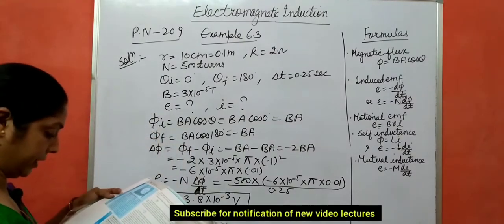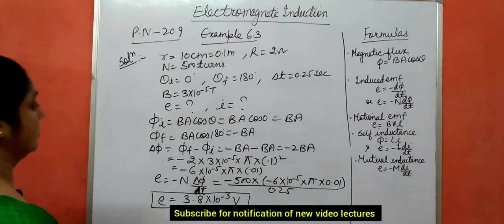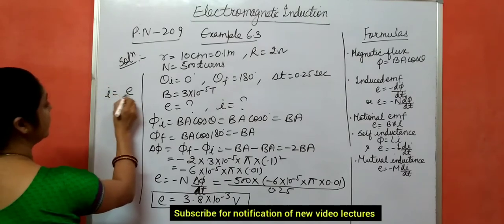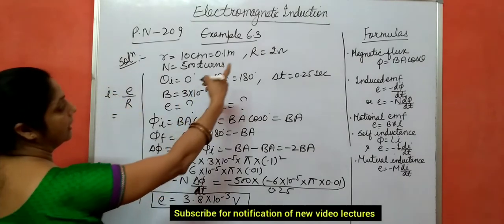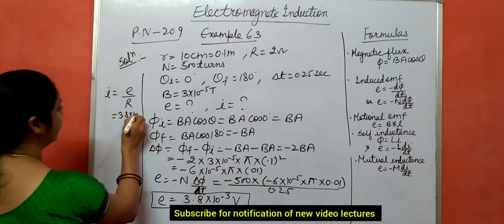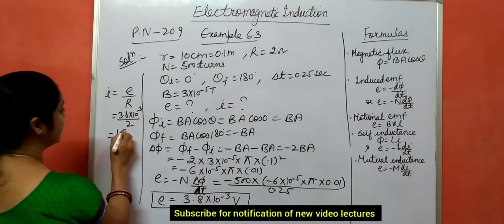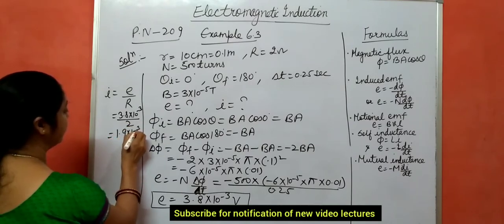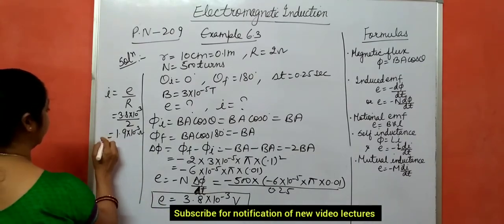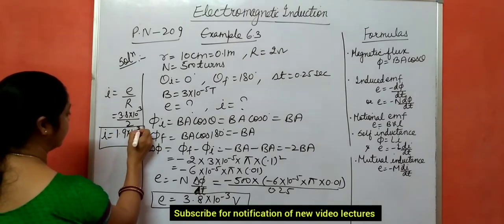And you have to also calculate what? Induced current. So here you have to solve. Induced current, I is what? Induced EMF by R, and R is 2, induced EMF is this one, 3.8 into 10 to the power minus 3 by R. R is 2. So it becomes 1.9 into 10 to the power minus 3 ampere, right? This is the value for induced current, okay? Minus 3 is there, okay?